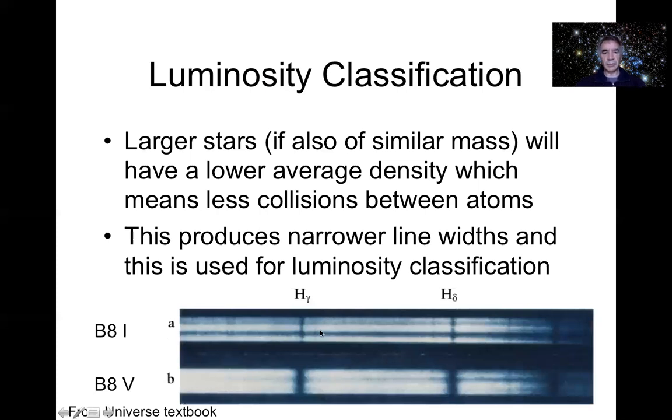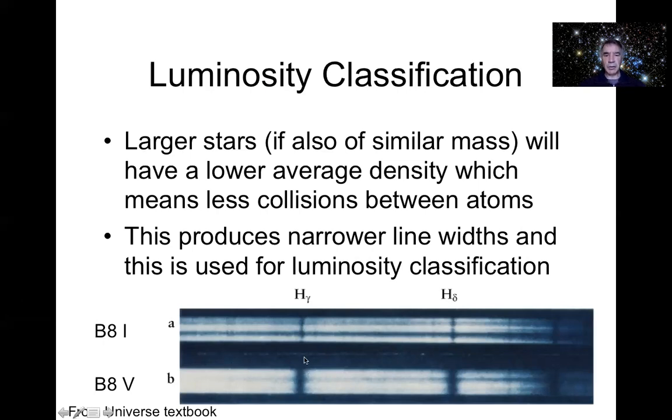So here are two spectra from two stars that have got the same temperature. They're both a B8 spectral classification. So the B8 is telling us what the temperature of the star is. That would be a fairly hot star, 20,000 Kelvin, something like that.